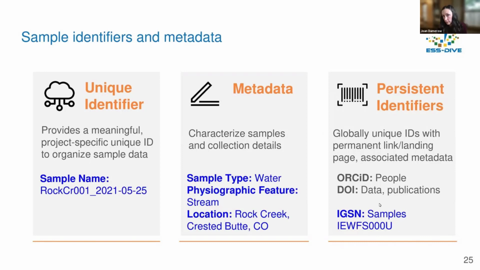Then there are persistent identifiers, which everyone here is well aware of. And these are globally unique IDs, as we've discussed, with a permanent link or landing page, and also associated metadata. For samples, IGSNs are designed actually to fit on sample labels. The standard is a 9-character code, and then each of these is associated with a permanent link or landing page, and I'll show you an example of that.